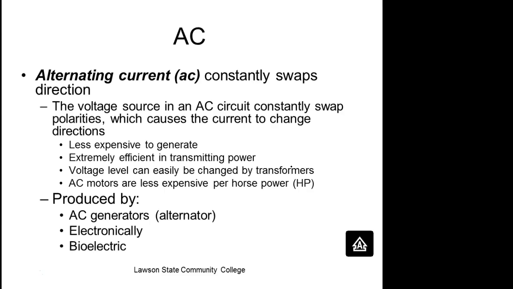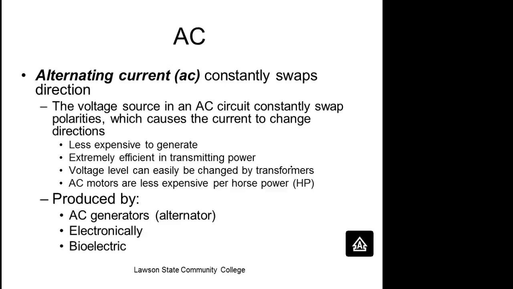Alternating current: this guy is constantly swapping directions. Now we have all types of alternating signals, but we're talking about AC being generated by a power company. It swaps directions, but it does it at a constant rate. The voltage source in an AC circuit constantly swaps direction. It causes the current to constantly change direction.